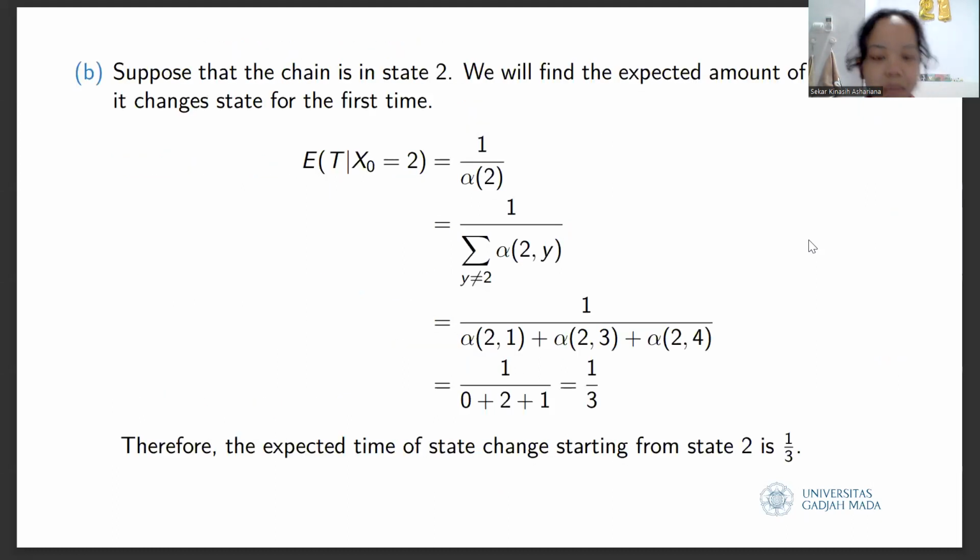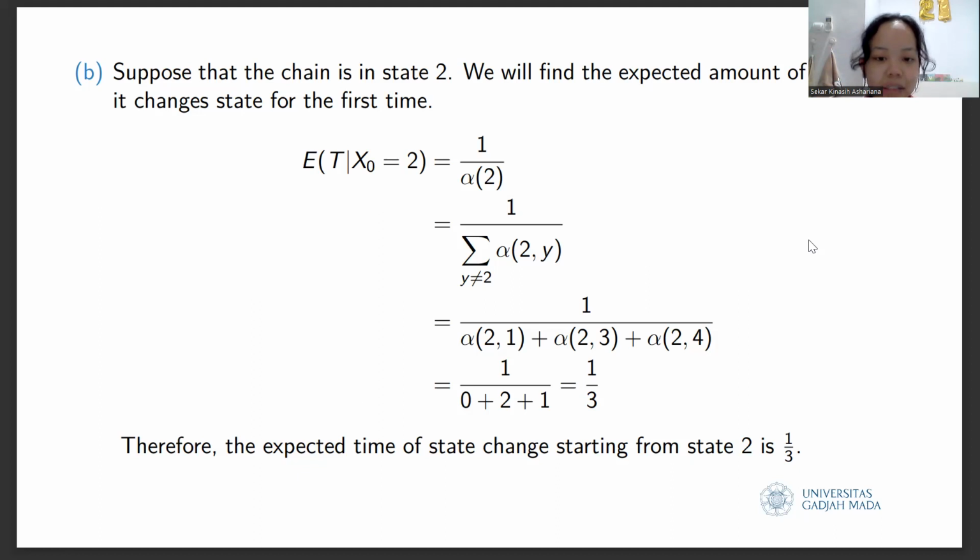Next up, we have question B, where the chain is in state 2. We'll find the expected amount of time until it changes state for the first time. So we'll find the expected time with x0 starting from state 2. The formula is 1/α2, with α2 being the sum of the rates at which it moves out of state 2, because the question is the expected amount of time until it changes state. So it is the rate at which it will change state from state 2. It is the sum of all rates except from 2 going into 2, looping into 2 again.